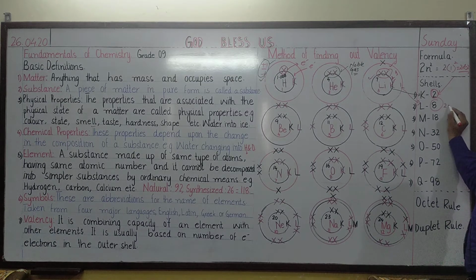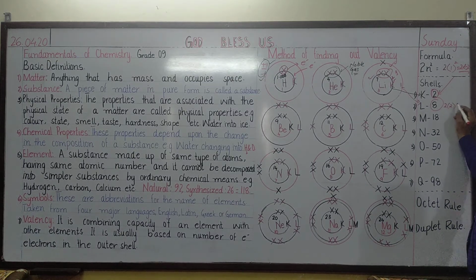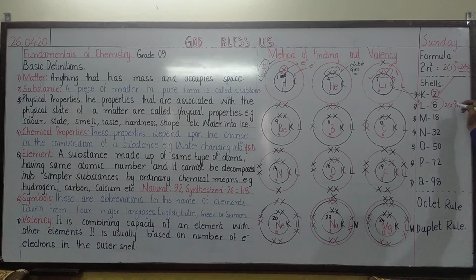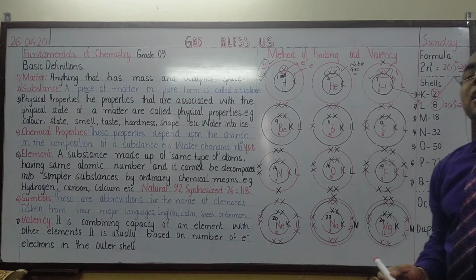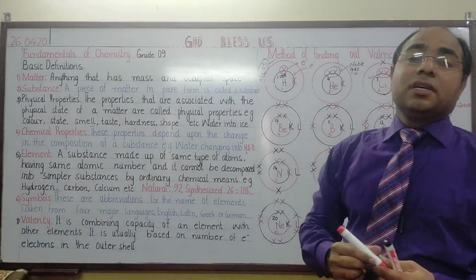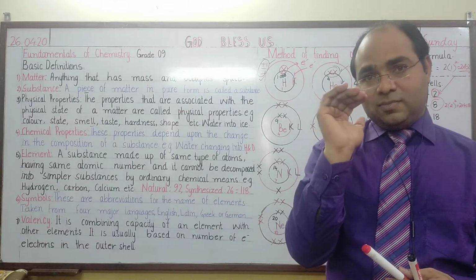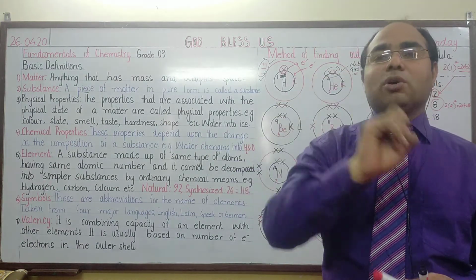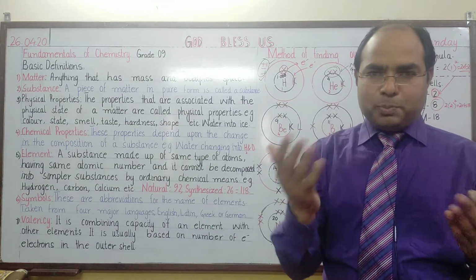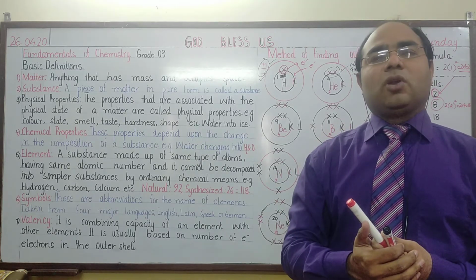That also we would see: 2 into 2 square. Now it has become 2 multiplied by 4, which is equal to 8. So that means the second shell has to have 8 electrons. But lithium is having only 1 electron. So in order to complete this shell, it needs 7 more electrons.